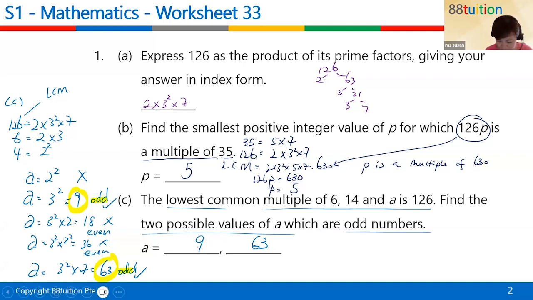Am I too fast? Are you catching up with my speed? Does anyone need me to repeat part C or not? Because part C requires some application. Is everyone okay with C? If there's no response, I assume all okay. All right. Next question.